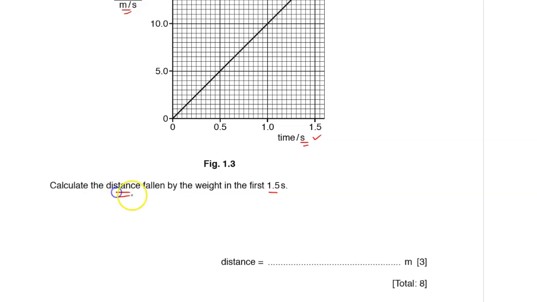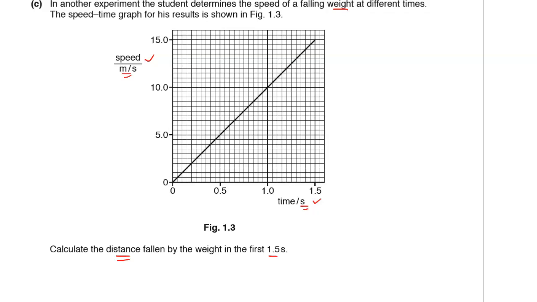The distance. So in a speed-time graph, the area under the graph gives the distance traveled. So distance in a speed-time graph is equal to the area under the graph. The area under the graph in this graph here, the whole of this, this is the area we are talking about. That area is a rectangle, and we know that the area of a rectangle is base times height.